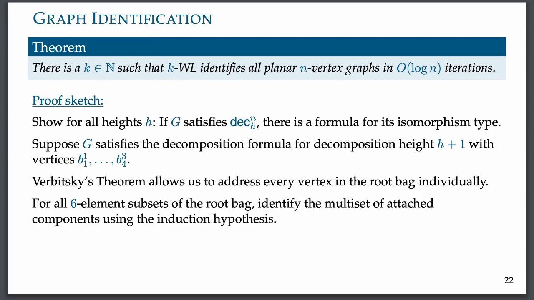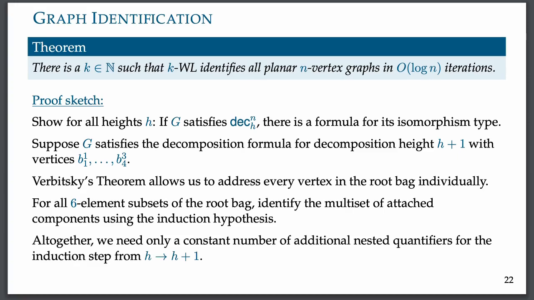So we can iterate over the possible sets of attachment vertices in the root bag by introducing 6 nested quantifiers, because the bags overlap in at most 6 vertices, and use the formulas to identify these 6 vertices. For each of them we have a unique formula. And then we can apply the induction hypothesis, because the subtrees attached to such tuples are further down in the decomposition and they have height at most h. Altogether, we must verify that we need only a constant number of additional nested quantifiers for the induction step.